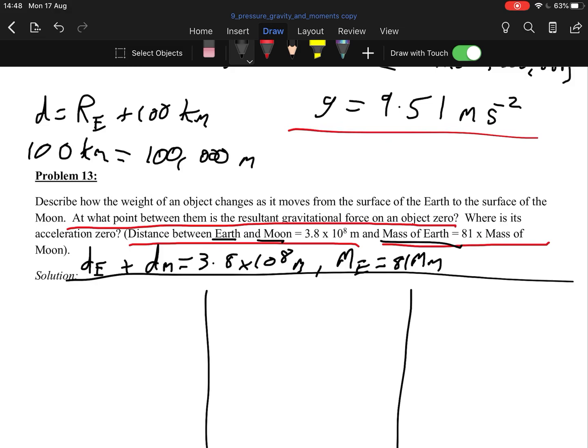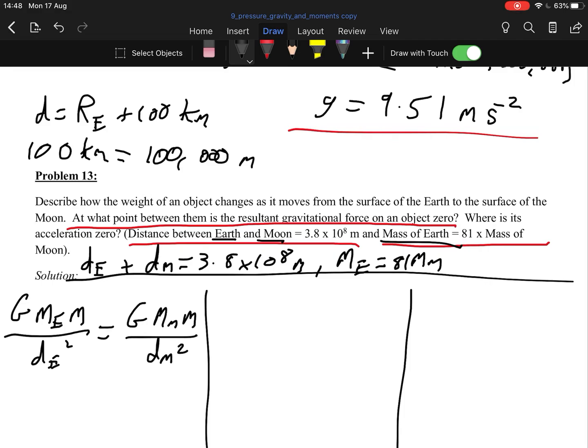All right, so let's begin. We know the equation. I'm going to write this out, but you don't need to. F equals G M M over D squared. That's the same for both, for the Earth and the Moon, and F equals F, which equals 0. So we can start here because it told us that F equals 0. Gravitational constant, mass of the Earth, mass of the second object, all over distance of the Earth squared, equals G, mass of the Moon, mass of the second object, over distance of the Moon squared.